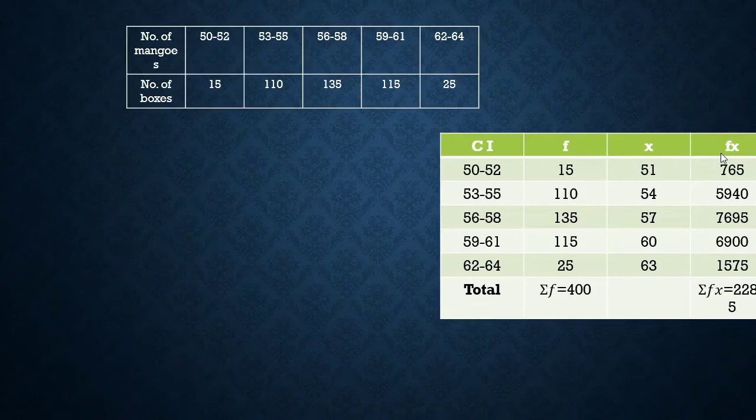1575, and on adding all these values of fx we get summation of fx is equal to 22,875. So to calculate the mean, we have our formula once again, summation fx divided by summation f. So that will be equal to 22,875 divided by 400, which is equal to 57.19. So on average in each box about 57.19 mangoes have been kept. That is the required solution.